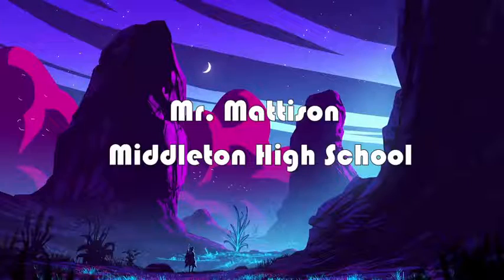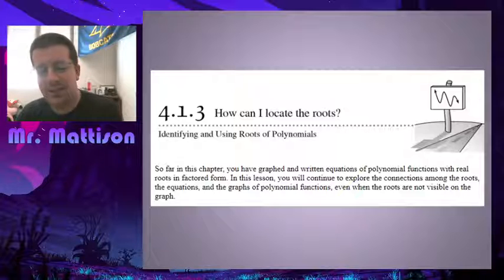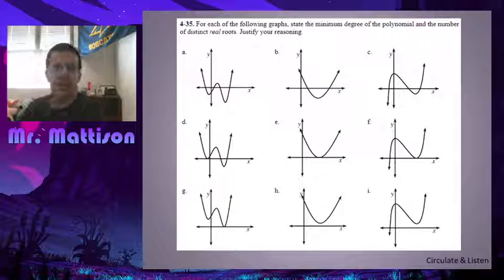Alright guys, this is pre-calculus 4.1.3, and this is the last section of us talking about these factored polynomials and looking at their graphs. We're going to take a look at these 9 graphs first.